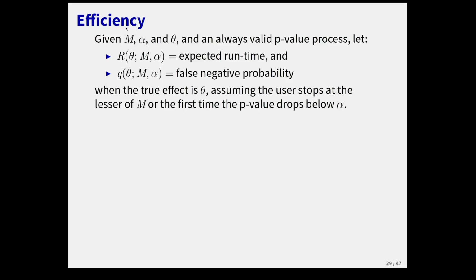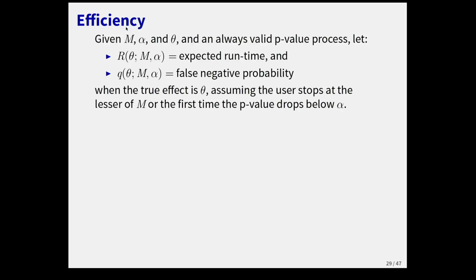These exactly correspond to power and runtime. The first one is the expected runtime at a specific alternative theta. So this is if the true value happened to be theta, they follow this decision rule, how long would the test run? And then the second one is the false negative probability, which is really 1 minus the detection. So this is what is the chance that they failed to detect that there was a true effect despite the fact that there was one.